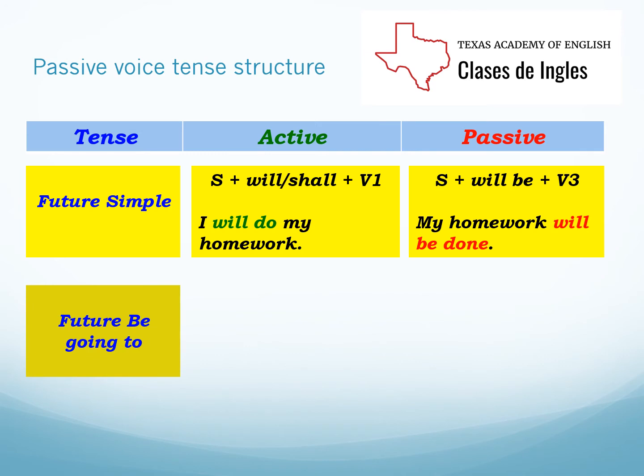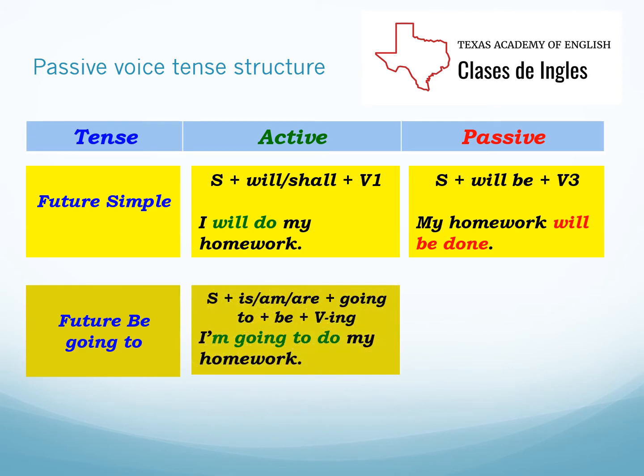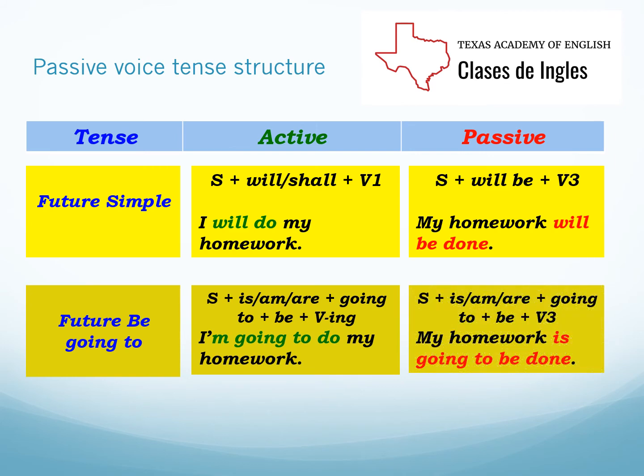In the future, using the verb to be or be going to, subject plus is, am, are, plus going plus to plus be plus a verb ending in ing. So I'm going to do my homework. My homework is going to be done.